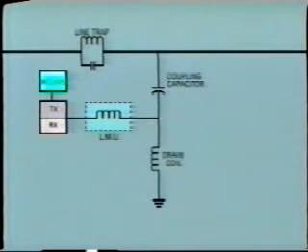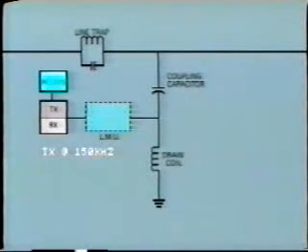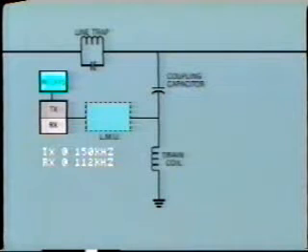However, one single carrier frequency is not usually enough. Quite often we will transmit at, say, 150 kilohertz and receive at, say, 112 kilohertz. In this case, the tuner must provide low impedance coupling at both the operating frequencies.